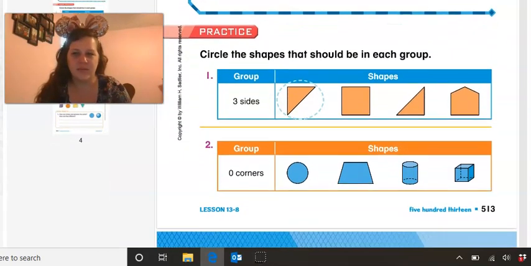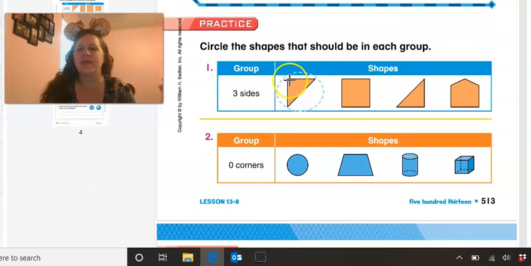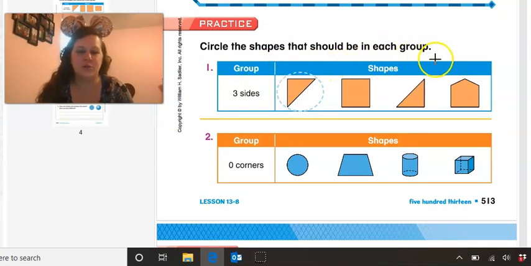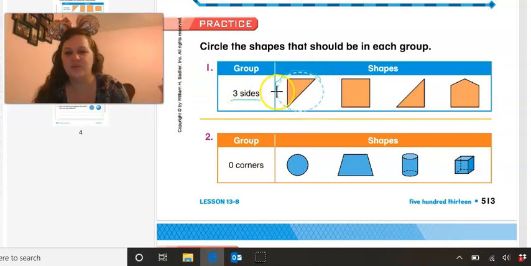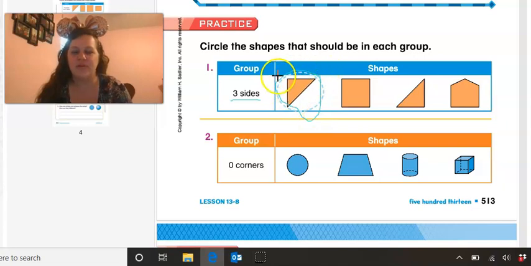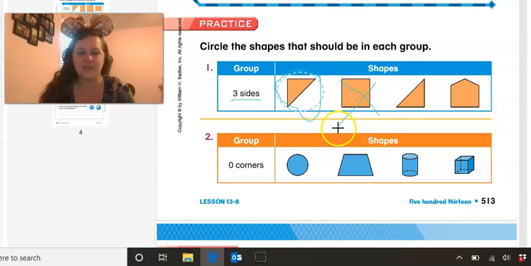Alright, number 1. It says, circle the shapes that should be in each group. So for number 1, we're looking for shapes that have 3 sides. So they've already circled this first one for us. We see a triangle. It has 1, 2, 3 sides. How about this square right here? Does it have 3 sides? It has 1, 2, 3, 4 sides. So I'm going to put an X through that.